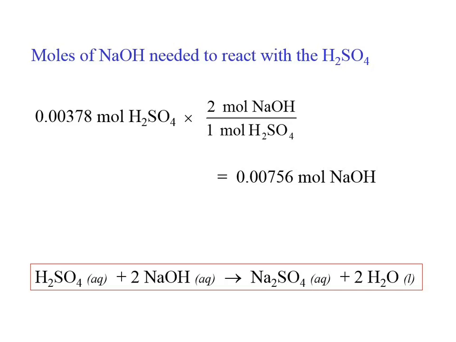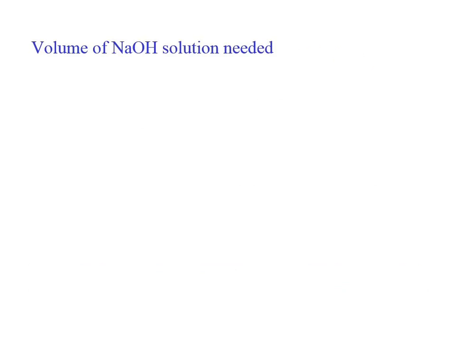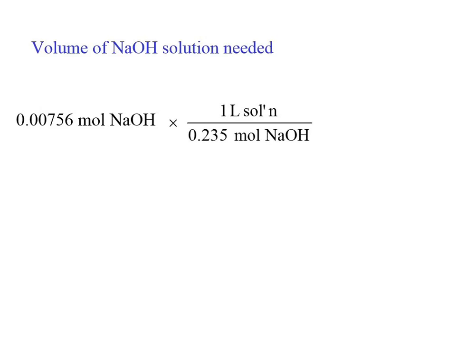And then the last step is always where there's usually a different kind of question. In this case we were after volume. So we're going to piggyback on our second results. We're going to put that 0.00756 moles of NaOH over 1. And then we're going to introduce the molarity of NaOH. We're going to use the flipped version, because we want moles to cancel. So the flipped version of the molarity of NaOH, 1 liter of NaOH solution over 0.235 moles.